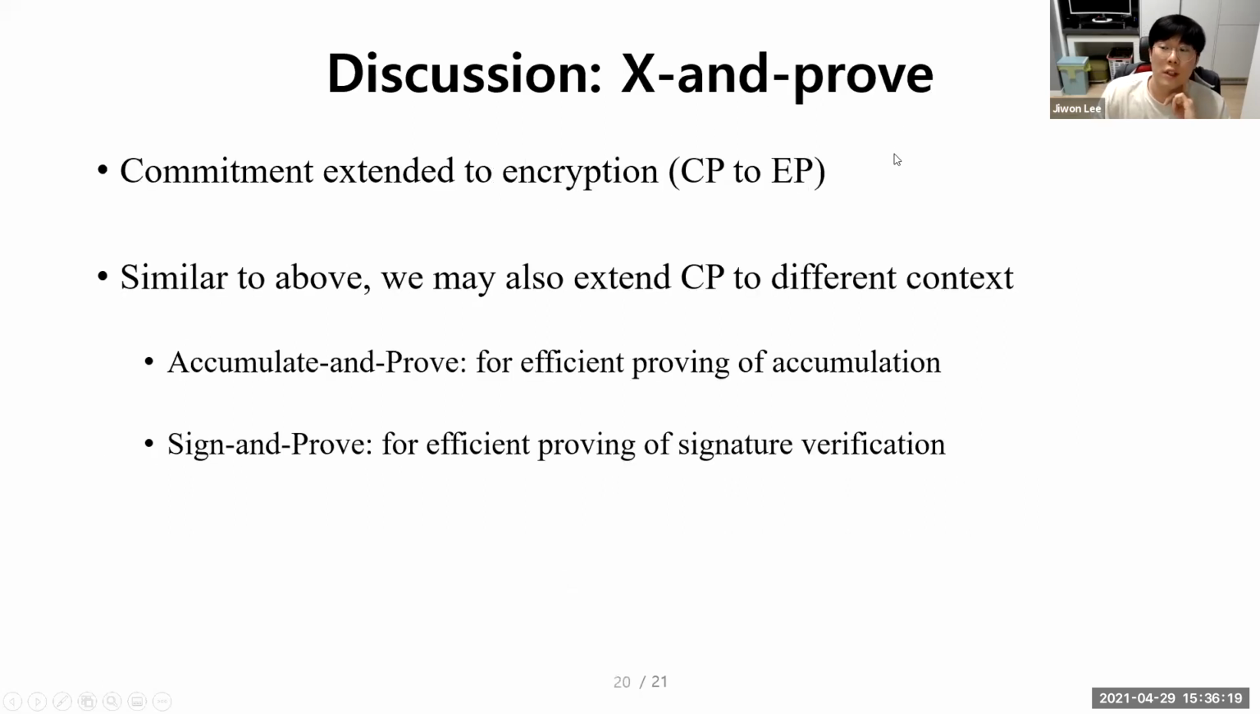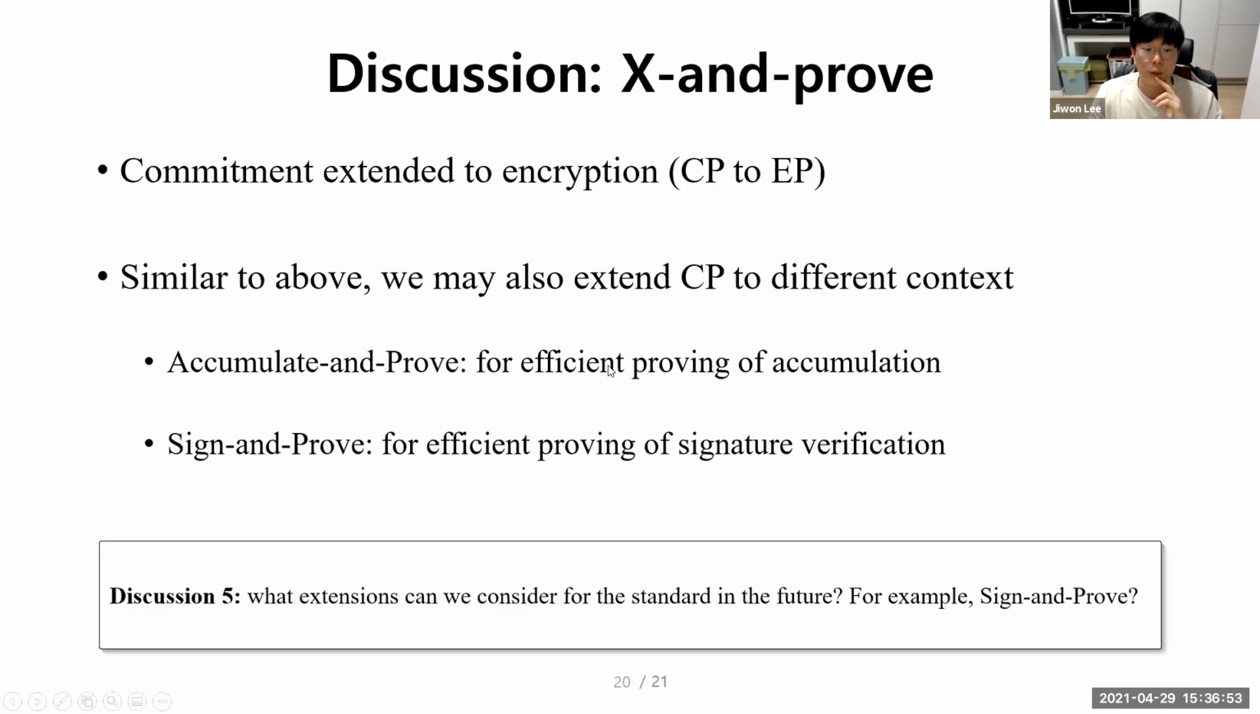And the last discussion is more like a general extension, and I think it's not really important at this level, but still, the commitments was extended to the Encrypted Improve this year. So maybe if we become more creative, there could be other contexts in which we can extend the commitments. For example, we already know that there exists something like accumulate and prove for efficient proving of the accumulation. Also, maybe we can think of something like sign and prove, which can work for efficient proving of the signature verification that is inside a proof system. So discussion number 5 is, what extension can we consider for the standard in the future?